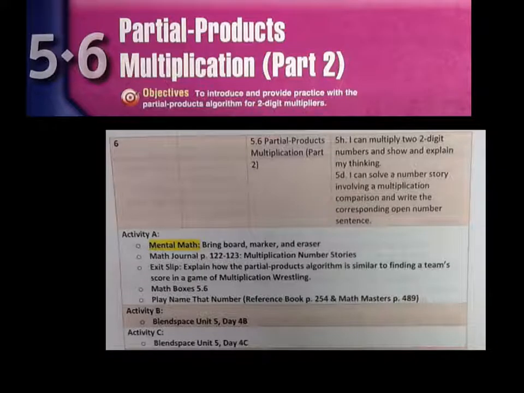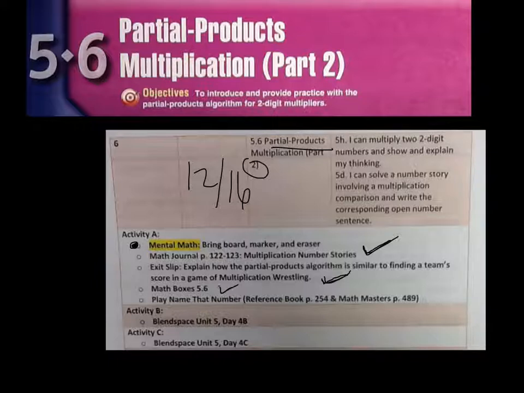Okay, so today then is 12/16. You're going to do the partial products multiplication with 2-digit multipliers. We did the mental math. You are going to be doing those multiplication number stories like we went over first. And then on an exit slip, you're going to explain how the partial product algorithm is similar to finding a team score in a game of multiplication wrestling. You'll turn that into your teacher.